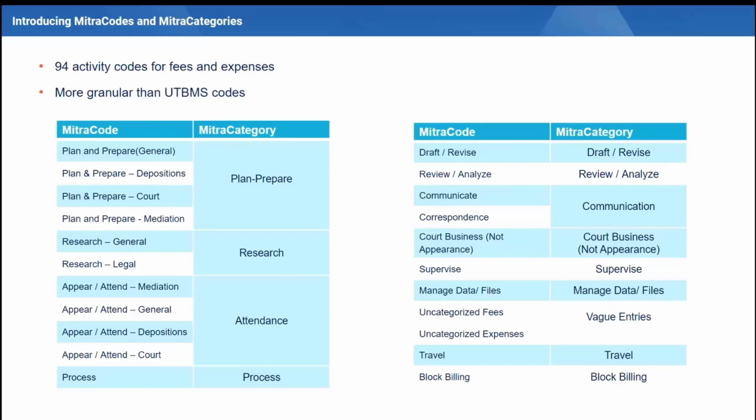Like you'll see, for plan and prepare, I think the UTBMS code is just one code. The meter code is actually four of them, because depending on what the text is, we can break down what that plan and prepare text is really related to. Is it related to depositions? Is it related to court or trial or something? Is it related to mediation?